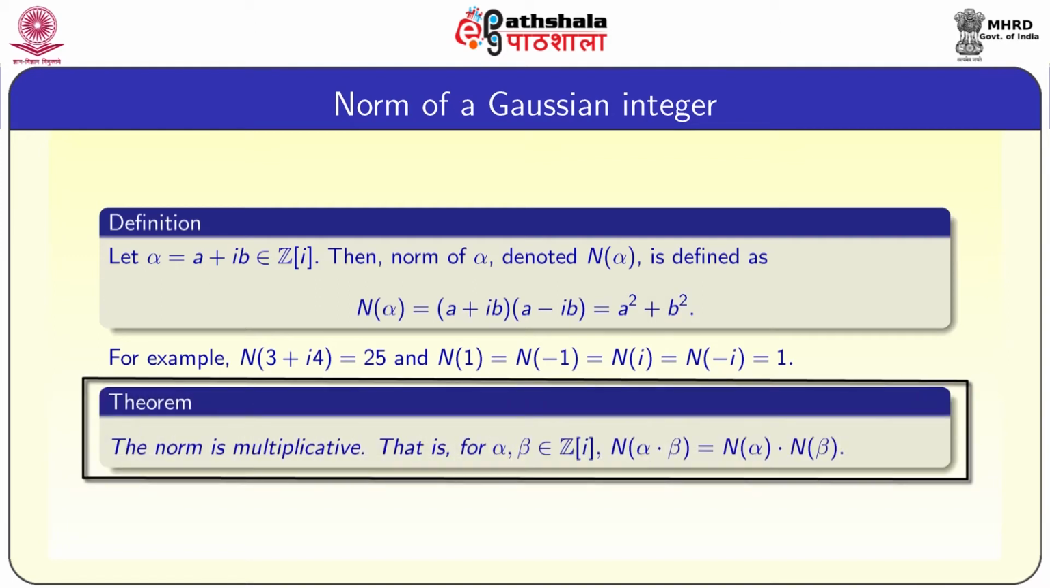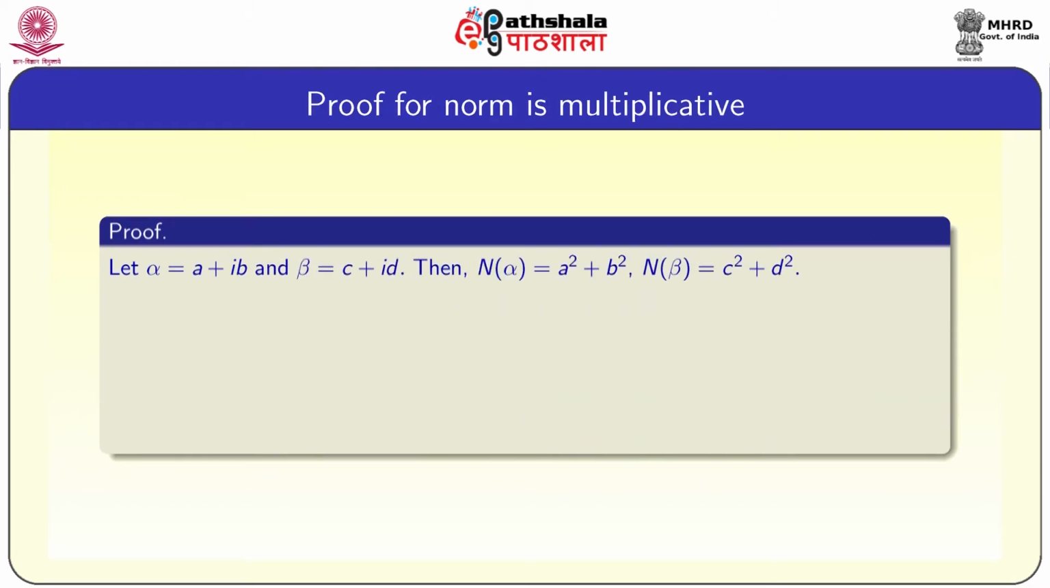One of the interesting properties of this norm is that the norm is multiplicative. That is, for alpha, beta belonging to Z[i], the norm of alpha times beta is equal to the norm of alpha times the norm of beta. So, we are going to prove this. Alpha is equal to a plus ib and beta is equal to c plus id, then the norm of alpha by definition is a squared plus b squared, and the norm of beta is c squared plus d squared.